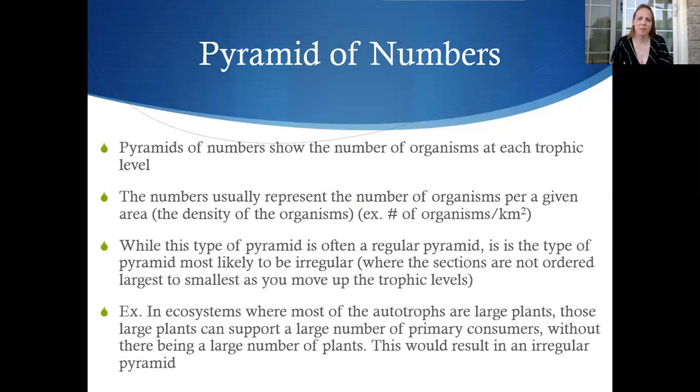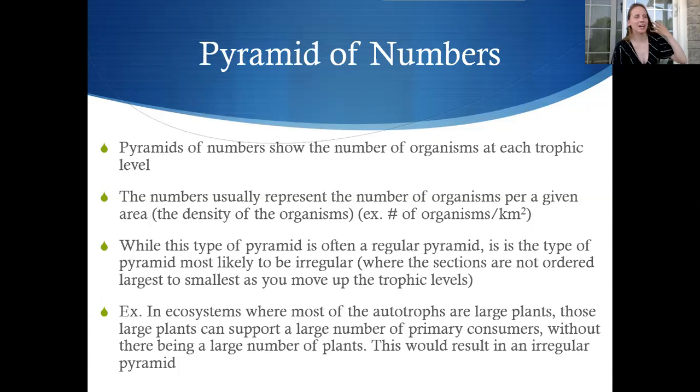And then we have the pyramid of numbers, which shows just the number of organisms at each trophic level, usually in terms of density. So like number of organisms per kilometer squared or per meter squared. This type of pyramid, once again, can be a regular pyramid. However, of the 3 different pyramids, this one is the one that is most likely to be irregular. So the pyramid of energy is always regular. The pyramid of biomass is usually regular, but in rare instances can be irregular. And then the pyramid of numbers, again, most likely out of the 3 to be irregular.